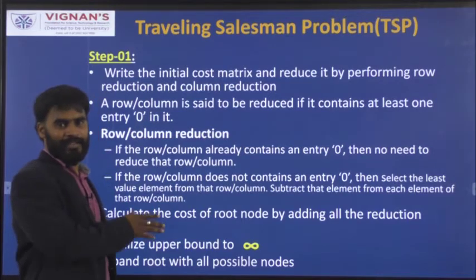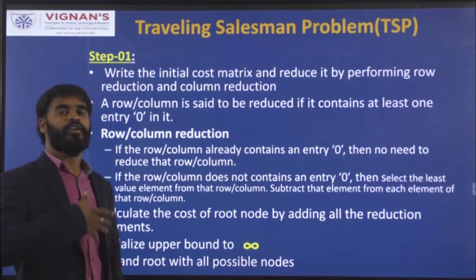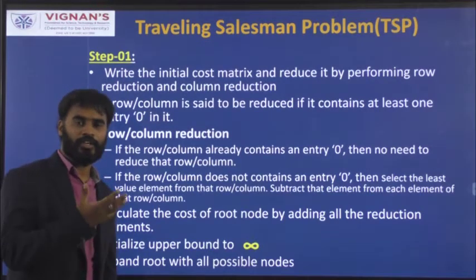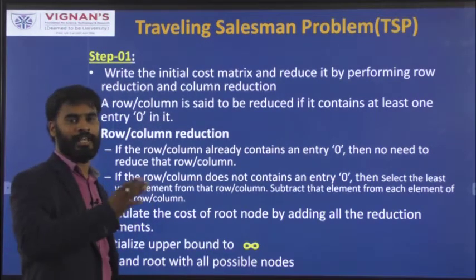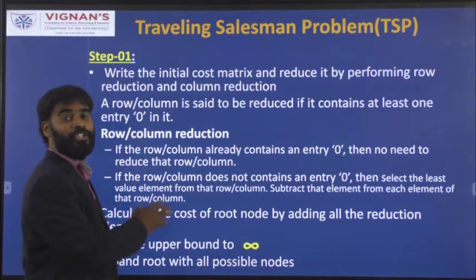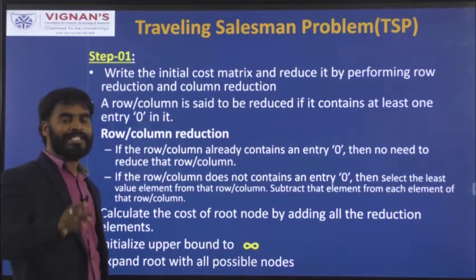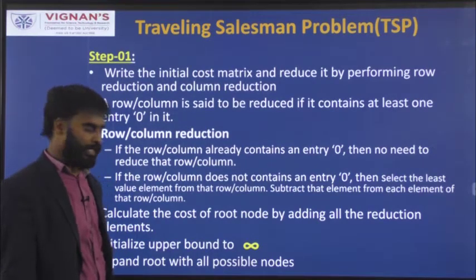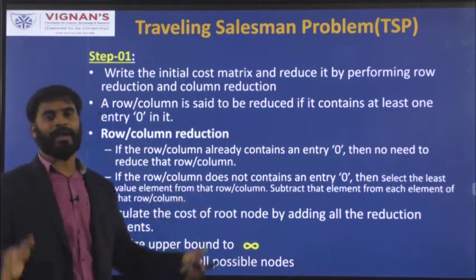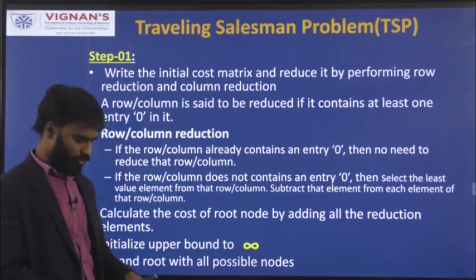From the given adjacency matrix, reduce the matrix and then find the cost of the reduced matrix. So what is the penalty of reduction? What is the cost of reduction? The cost of reduction is the sum of all the reduction elements. Reduce the matrix, then find the cost of reduction, and then initialize the upper bound as infinity and expand the root node. Start from the root node: construct a matrix, reduce the matrix, find the cost of reduction, and then start expanding the nodes.